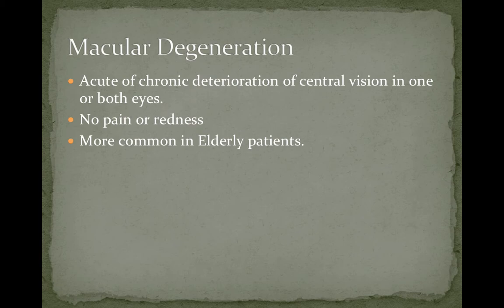Macular degeneration is a chronic condition. It's usually a deterioration of the central vision in one or both eyes. There is no pain or redness, and it's more common in elderly patients. There is some sort of genetic predisposition to this. Some patients will say that they have family members who had macular degeneration as well. Typically, they will complain of central vision loss, whereas glaucoma is peripheral, on the outside. Macular degeneration is right dead center.